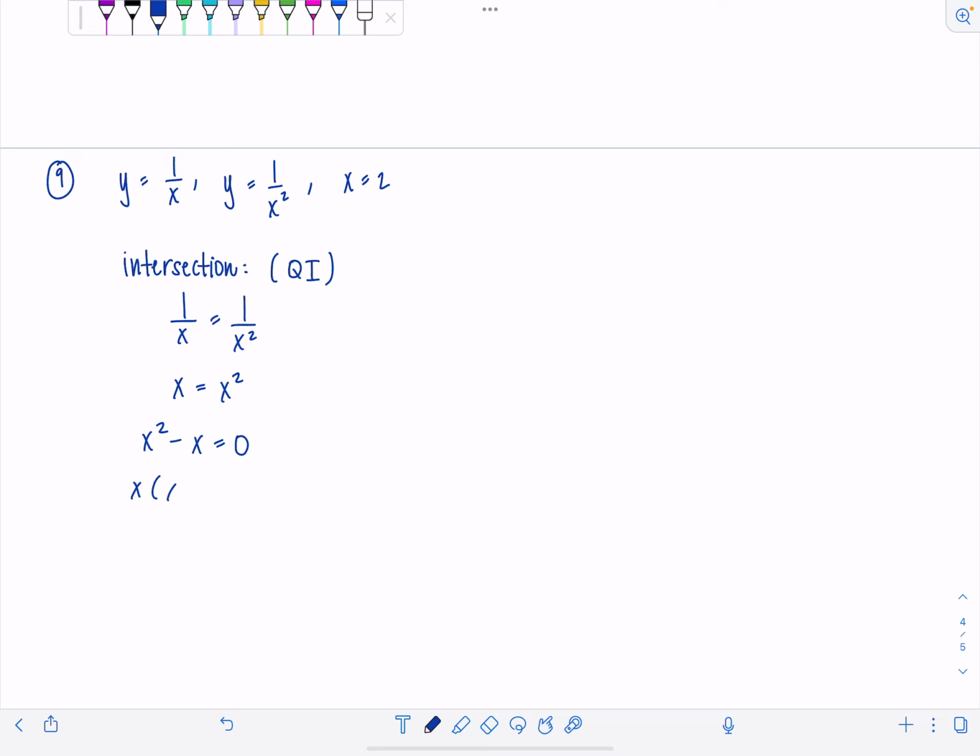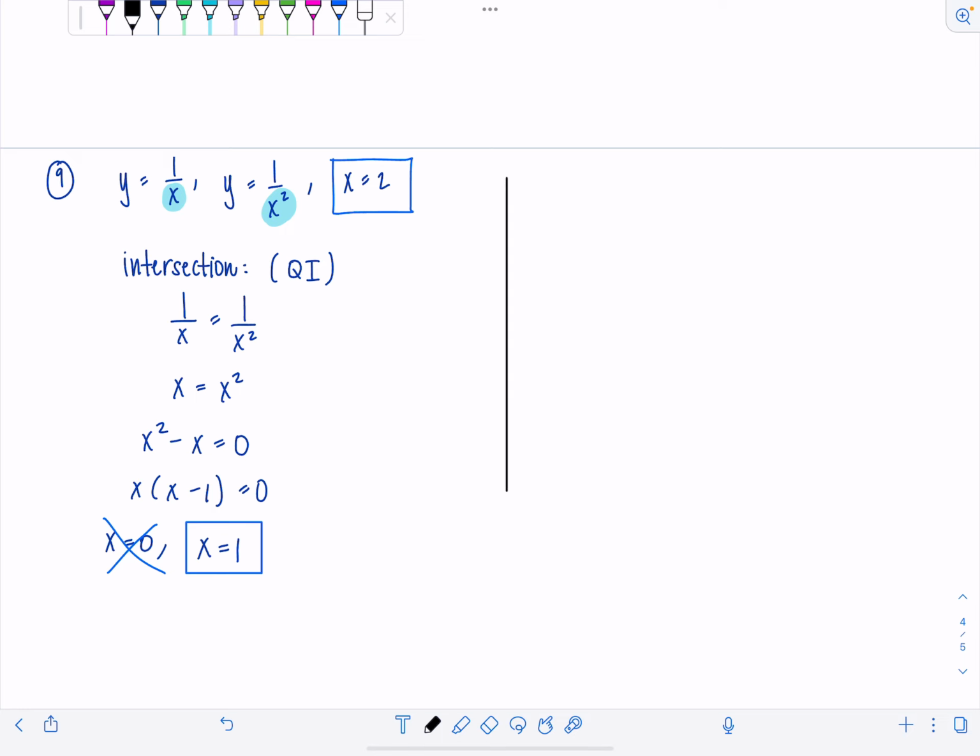Factor out an x. And we get x equals 0 or x equals 1. The x equals 0 is not in the domain. It would make both curves undefined. It's actually where there's a vertical asymptote. So throw that out. They're going to intersect at x equals 1 and nowhere else. So one intersection point wouldn't close or make a bounded region, which is why they gave us this additional vertical line at x equals 2.